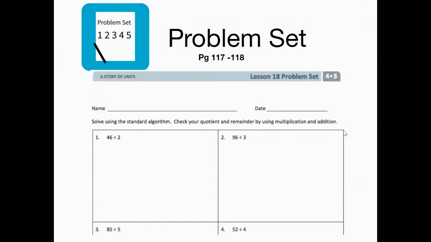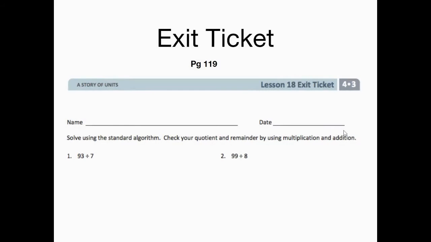Today, you're going to do your problem set, which is on pages 117 and 118. You're going to solve using the standard algorithm and check your quotient and remainder by using multiplication and addition. You can also do what we did before and use mental math to help you solve it. Your exit ticket is on page 119, and you're going to turn that into your teacher.